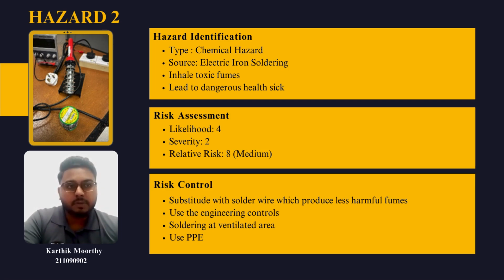The first step will be to substitute the solder wire with a lead-free or rosin-free alternative, which produces fewer harmful fumes. Secondly, use engineering controls such as a fume extractor or ensuring the soldering is done near a ventilated area, which can significantly reduce the amount of toxic vapor inhaled. Lastly, personal protective equipment, which is PPE, such as face masks, safety goggles and gloves, especially when the other control methods are not fully in place.